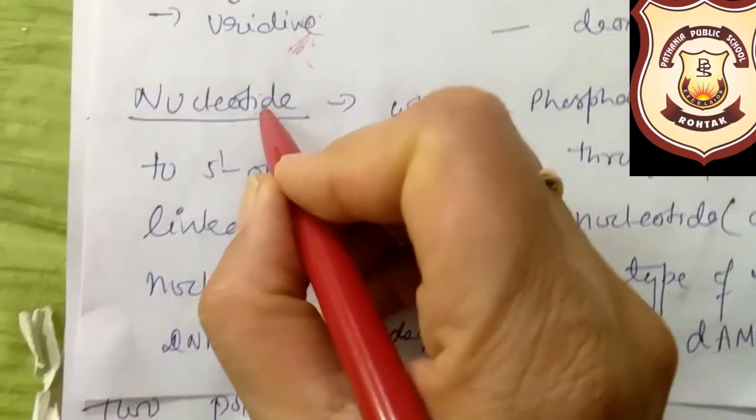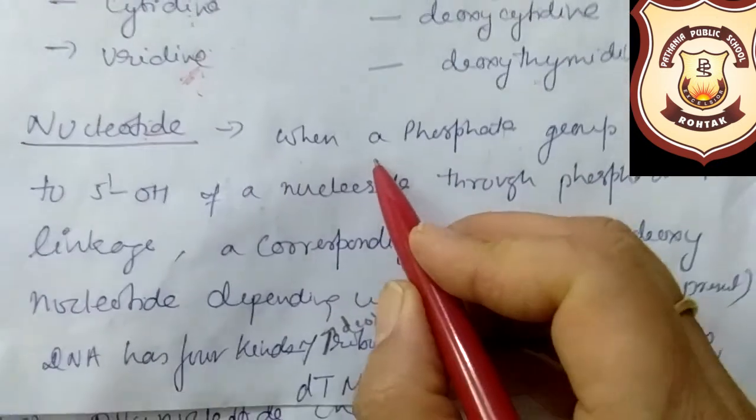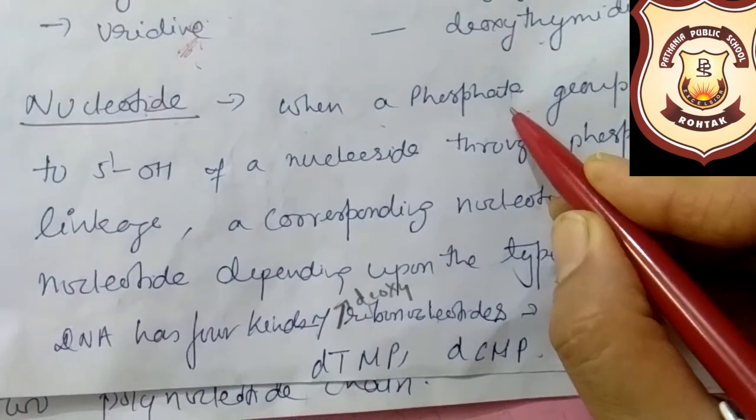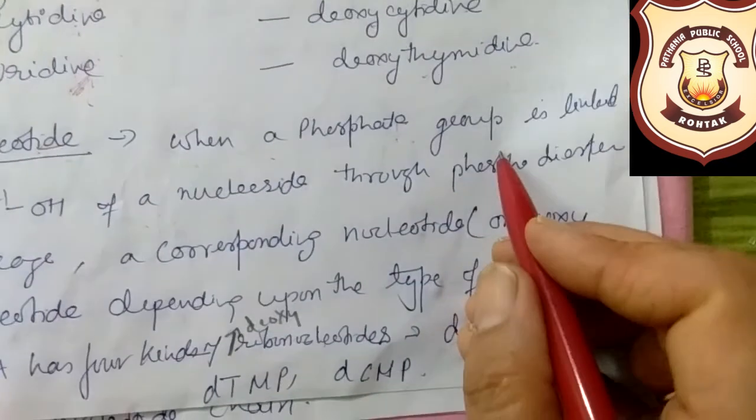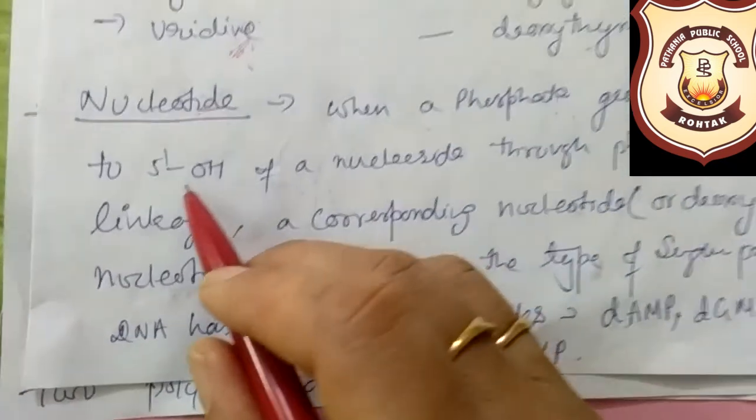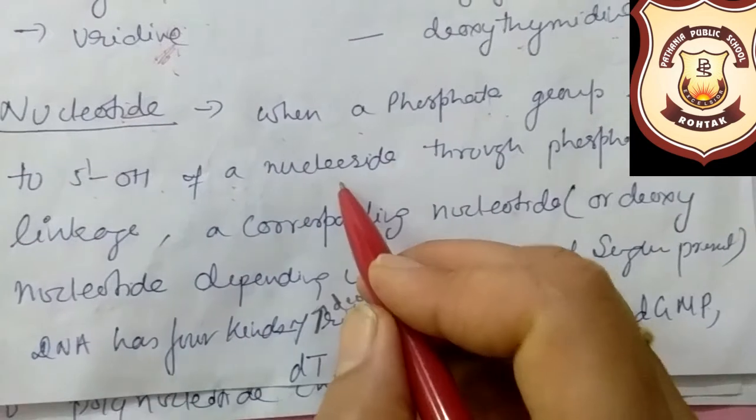How is the phosphate group linked to the 5' OH of the nucleoside through the phosphodiester linkage? The linkage which will be formed is a phosphodiester linkage. I am showing everything in the diagram. First you see the theory.